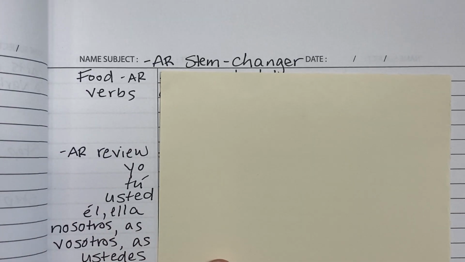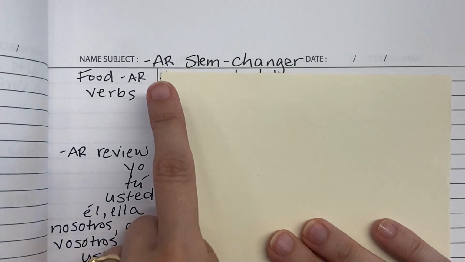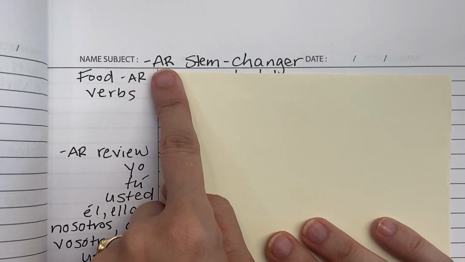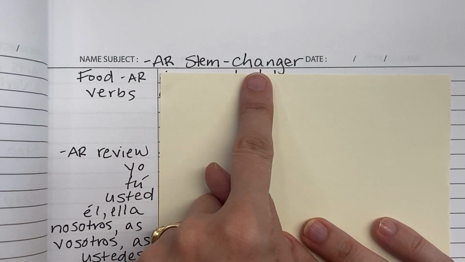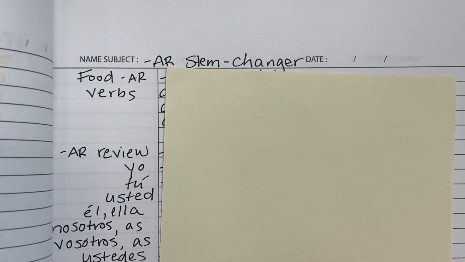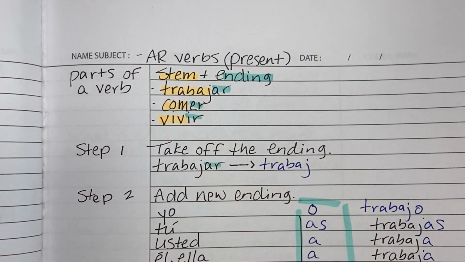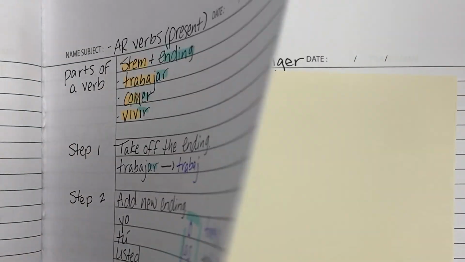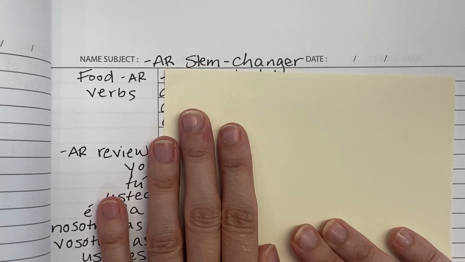Hi. In this video, we are going to learn about AR verbs, with one of them being a stem changer. In a previous lesson, we learned about AR verbs without stem changes. Now we're going to add a stem changing AR verb into the mix, okay?